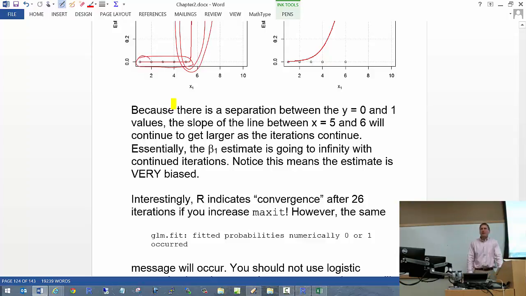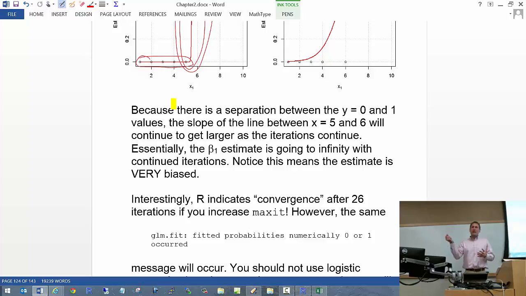But what happens if you were to try a larger number of iterations? After all, I told you to do that if it doesn't converge. If you did in this case, at iteration 26, R says convergence. The first time I ever saw that, I was like, wait a second, is there a problem with R? No. The problem is how convergence is being decided upon.